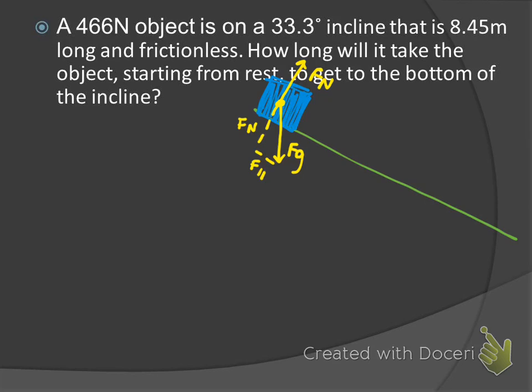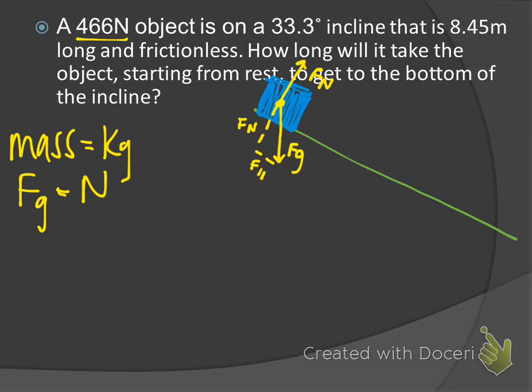That's right. So when it says it's already in newtons, a 466 Newton object, is that its mass or is that its weight? Weight, right? Mass and weight are two different things. Mass is always in kilograms. Fg, or its weight, is always in newtons. So this being in newtons already tells us that that's what Fg is equal to.